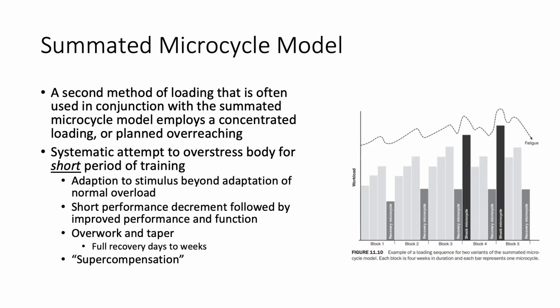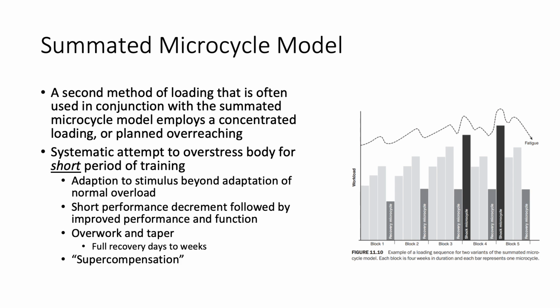A second method of loading that is often used in conjunction with the summated microcycle model employs a concentrated loading or planned overreaching period. A planned overreaching is a systematic attempt to overstress the body for a short period of training where the training volume is high and is then returned back to normal. So during the high training volume, the athlete will experience a decrease in performance and an increase in fatigue. Once training volume is back to normal, full recovery can take days to weeks, all depending on the athlete.